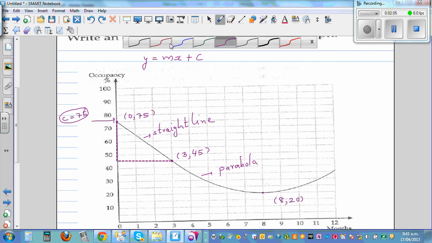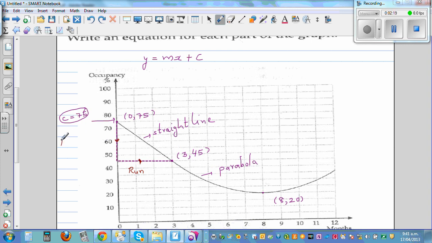What's the rise? The rise is negative, you're going down. The run is always positive because it's to the right. Reading the graph, you're falling from 75 to 45, a fall of 30, which you write as minus 30. The run is from 0 to 3, so the run is 3. Your gradient m is rise over run, minus 30 over 3, so m is minus 10.